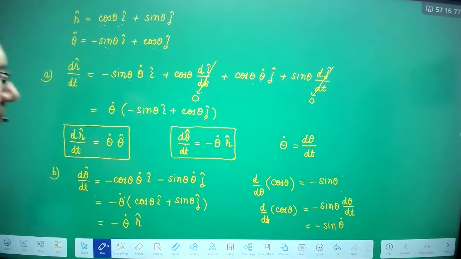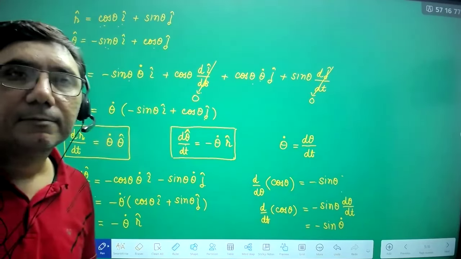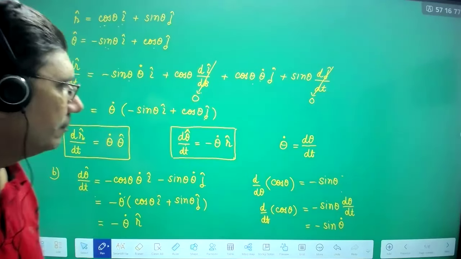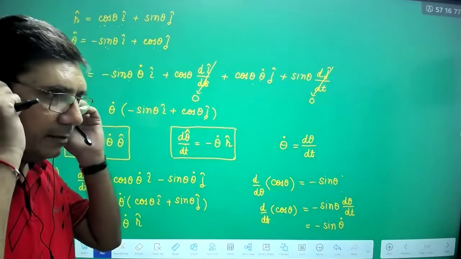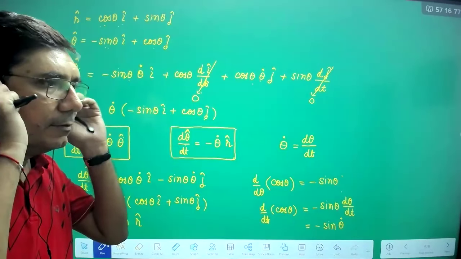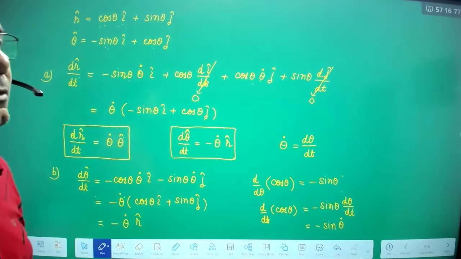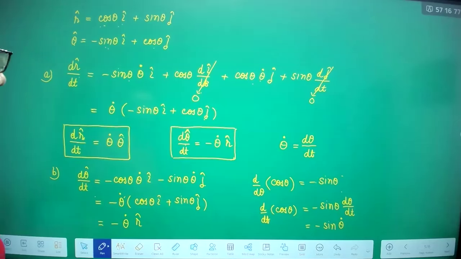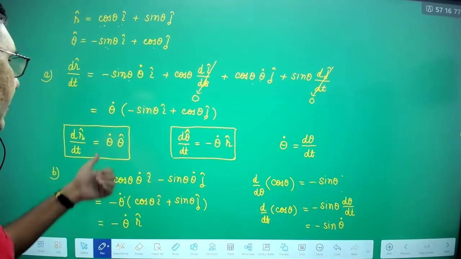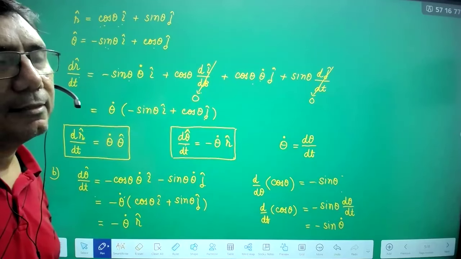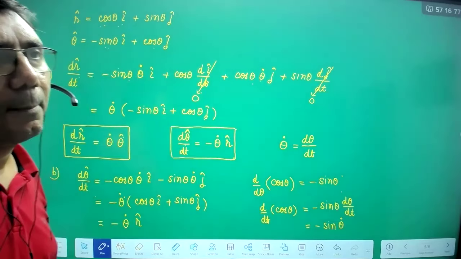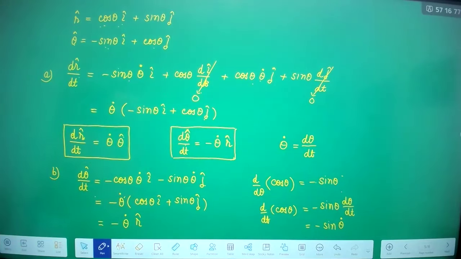Yes, beta, please. This equation d r cap over dt is equal to theta dot theta cap. The meaning of this equation is that if the r cap is changing with time, the theta dot means the angle is also increasing with time in the direction of theta cap. Yes, it is happening. Okay. So that's like this.